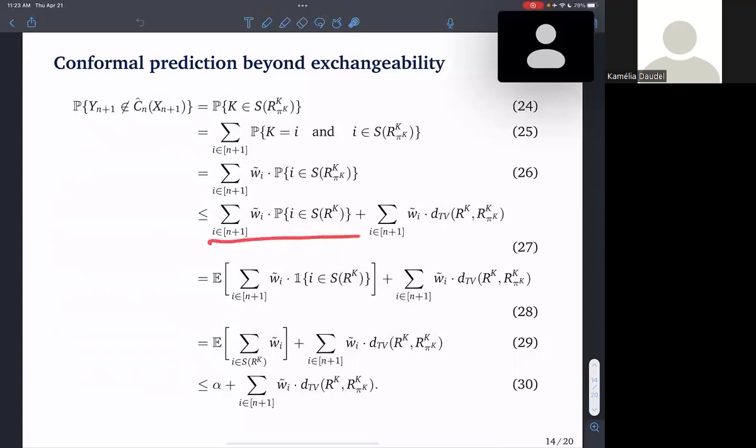Now we know how to bound this over here. We can replace the probability with an expectation and an indicator function again, and that gives you the sum of the probability mass on the points that are in the set, and that we know is less than or equal to alpha. So we know that the probability of an error is bounded by this value. So the additional term that we got by extending this to non-exchangeable distributions is this.